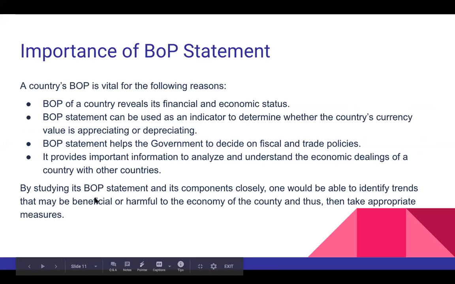Why is balance of payment important for a country? Balance of payment records a country's economic transactions with the rest of the world. A country's BOP is very vital for these reasons which we are going to spell out. BOP of a country reveals its financial and economic status. BOP statement is used as an indicator to determine if the country's currency is appreciating or depreciating, and then it tells us about the government.